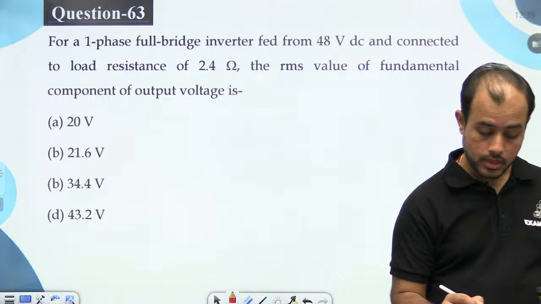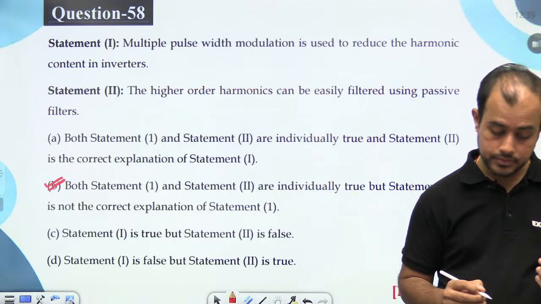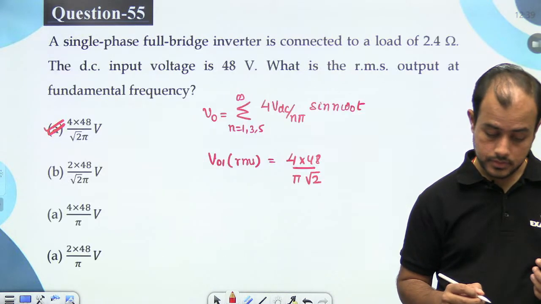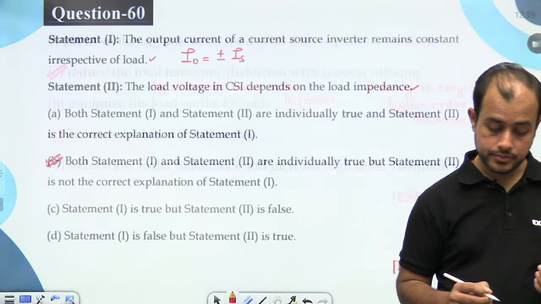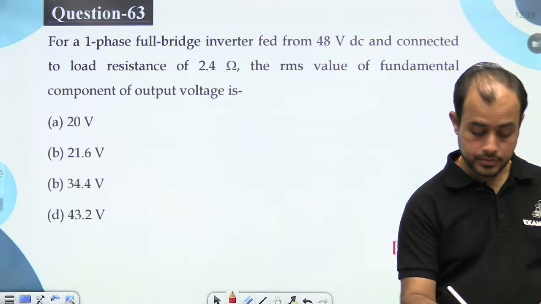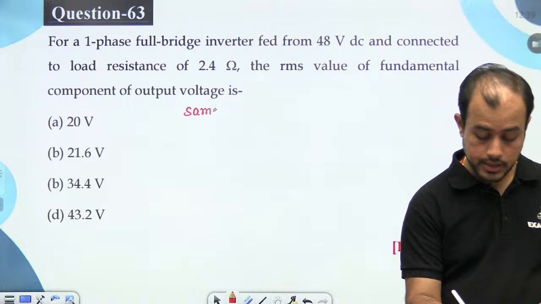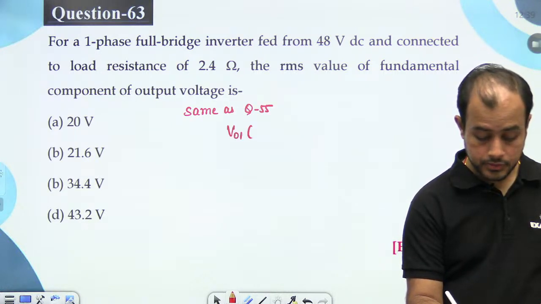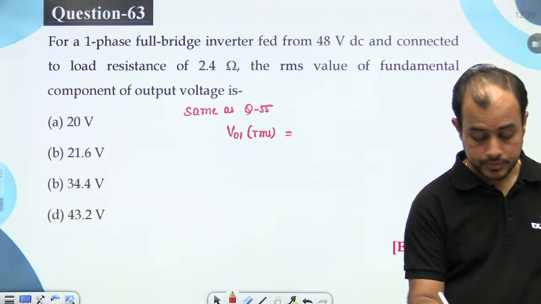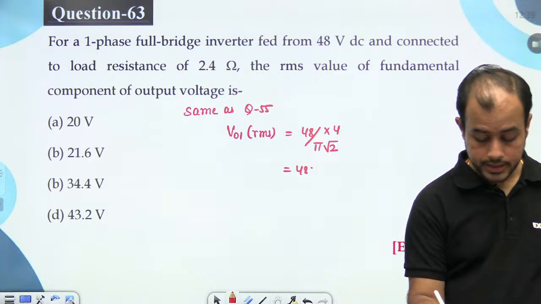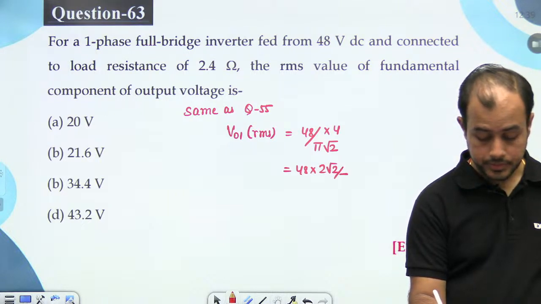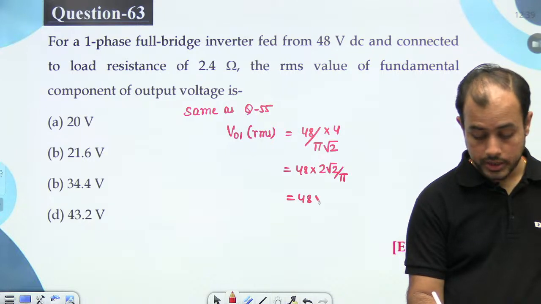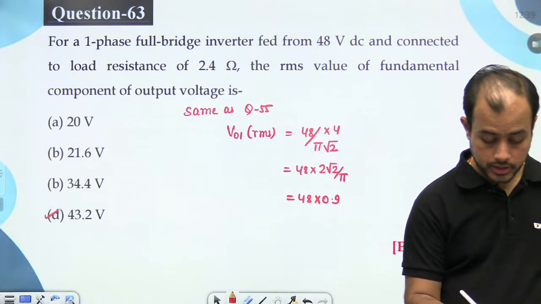Okay. For a single phase full bridge inverter, RMS value of fundamental output component. ठीक है. This question just now we saw. Same as 55. V01 RMS is 48 into 2 root 2 by pi, which is 48 into 0.9, that is 43.2.